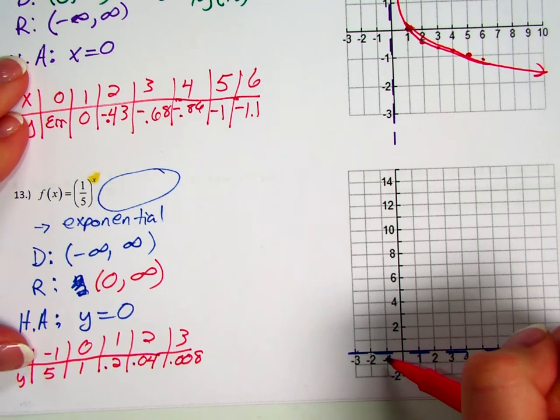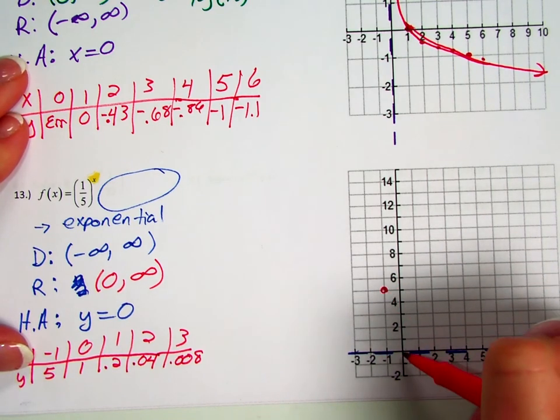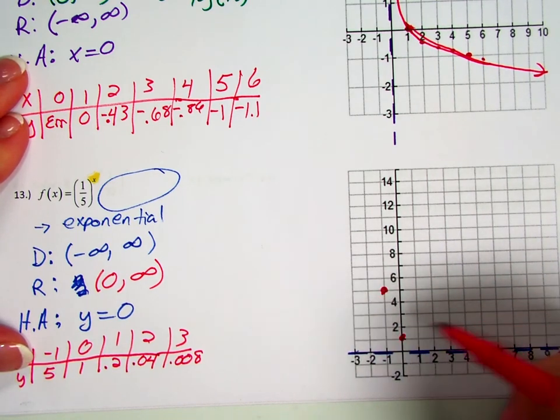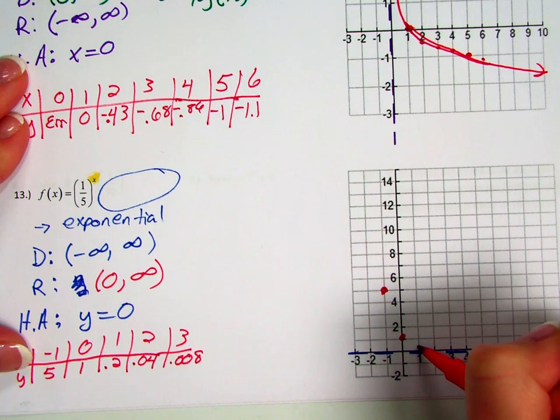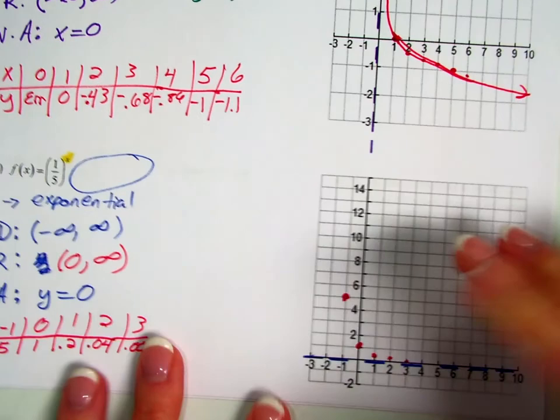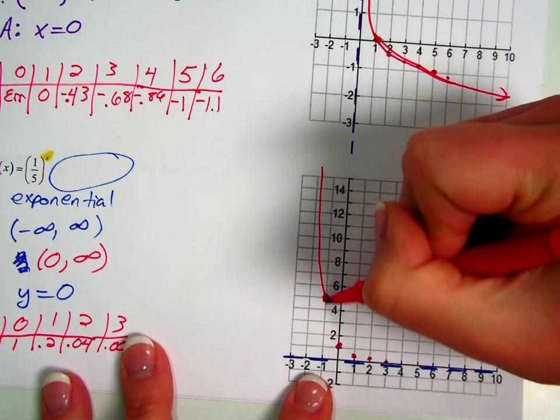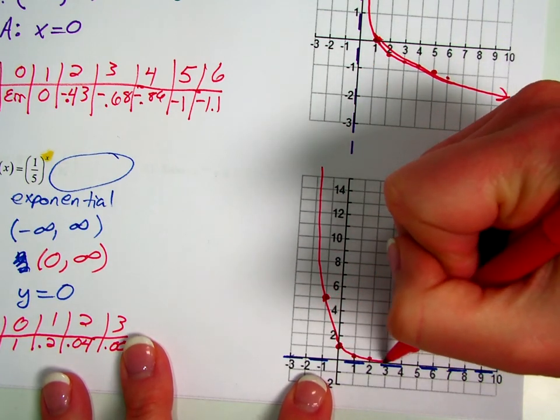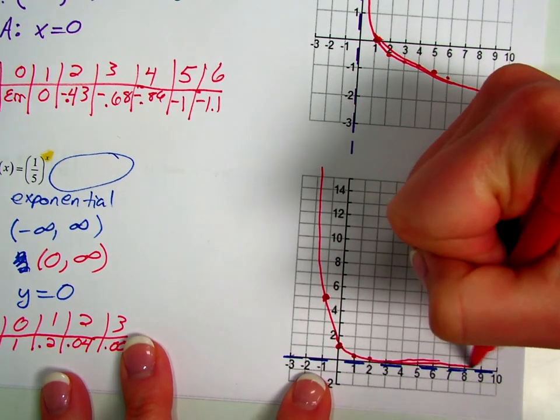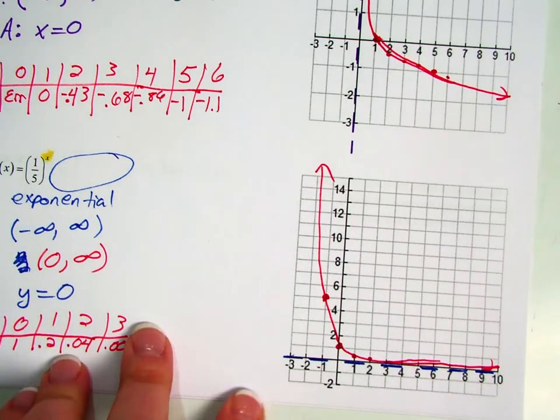So -1, 5, 0, 1, 1, 0.2, 2, 0.04, so we're getting really, really close without touching 0. So we're going down something like that. Oop, shouldn't go up, should stay pretty close.